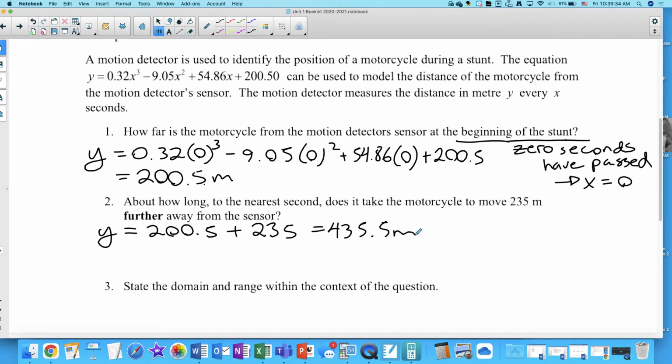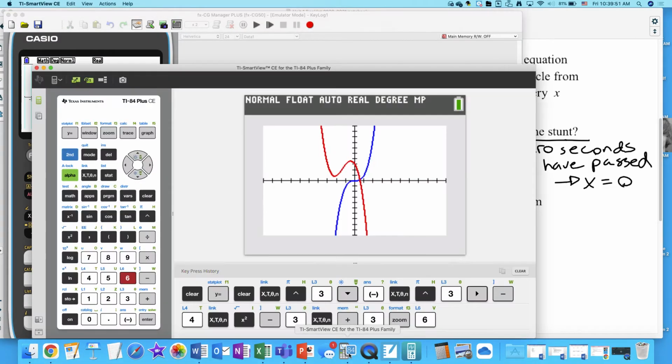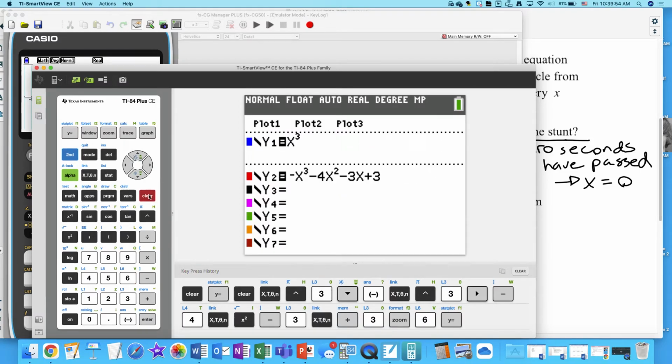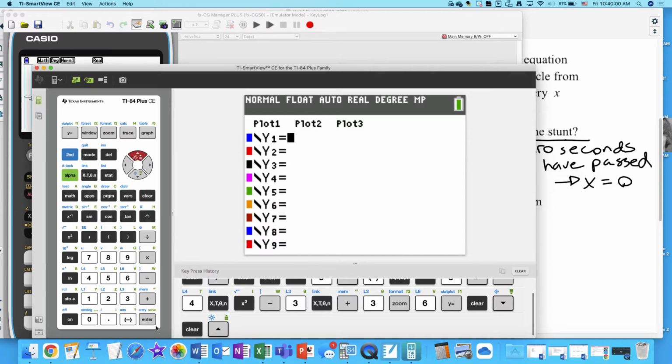Okay? So we're going to pull out our graphing calculators. I'm going to go to y equals and clear that out of the way. And I'm going to enter in this function. 0.32, I'm just pulling it up here because I don't want to have to flip back and forth. x cubed, and then minus 9.05 x squared.